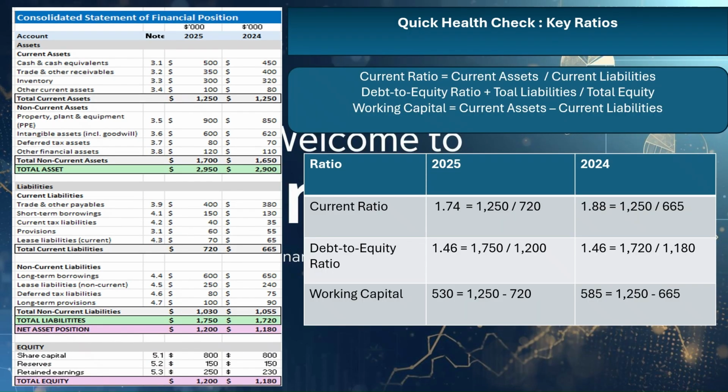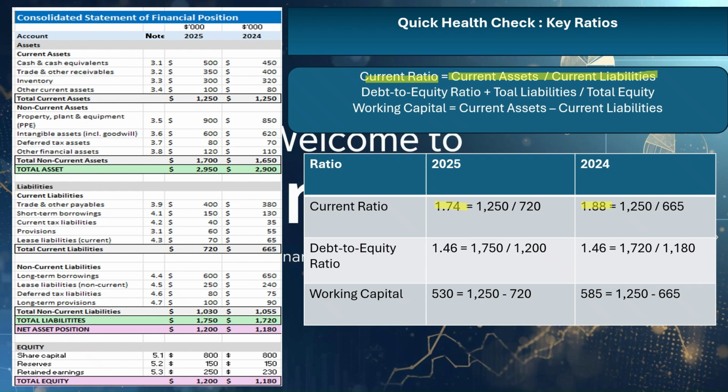The current ratio is calculated by dividing a company's current assets by its current liabilities. The current ratio has declined slightly from 1.88 to 1.74. This means the company still has more than enough current assets to cover its short-term liabilities, but its liquidity buffer has narrowed. Possible causes for the declined current ratio could be faster growth in liabilities or slower growth in liquid assets.